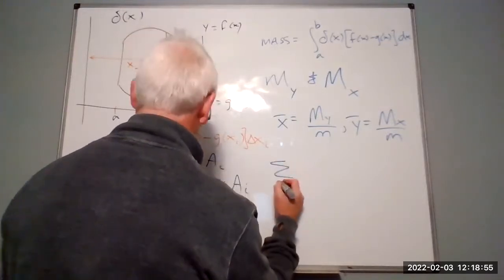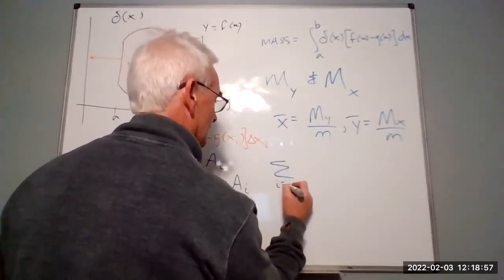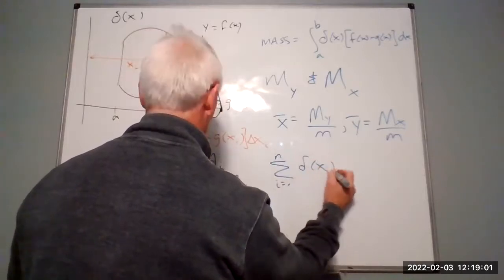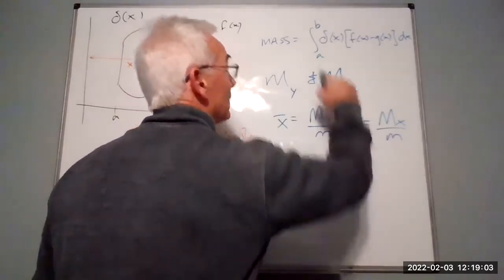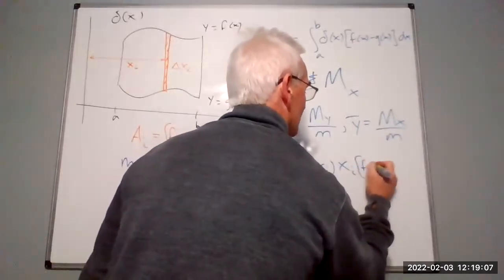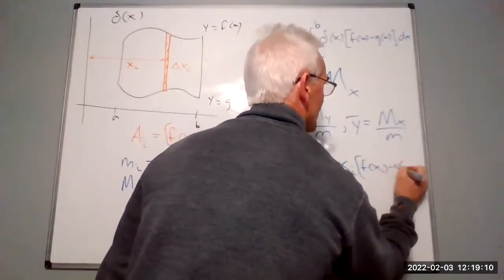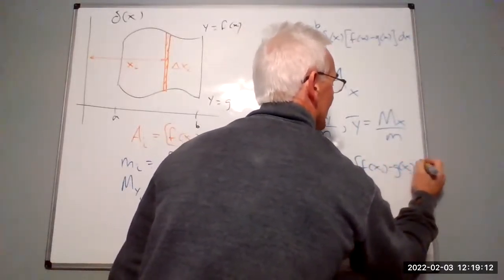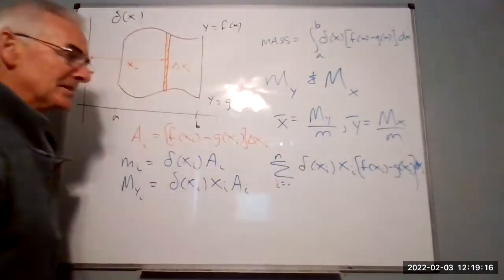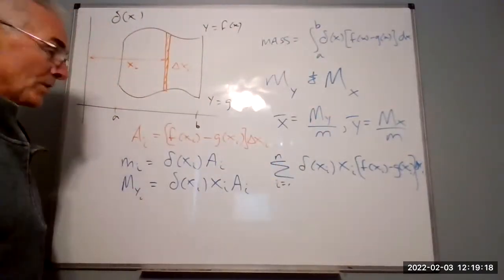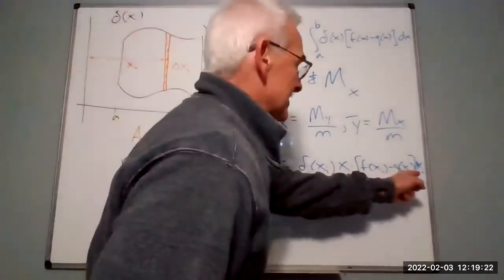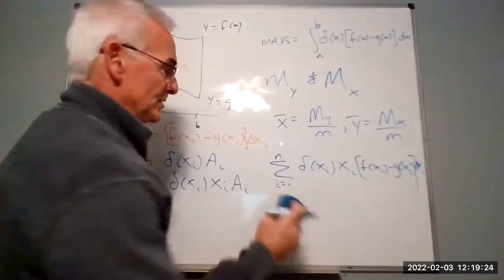So if I said now I want the sum of all these guys, the sum from i equals 1 to n of delta xi, and then the ith area, which is that part right there, f of xi minus g of xi, delta xi. Boy, this gets kind of busy. Now when I take that limit, I get the integral. What is the integral that I'm going to get? Well, I don't need to take the limit. I can just go directly to the integral.